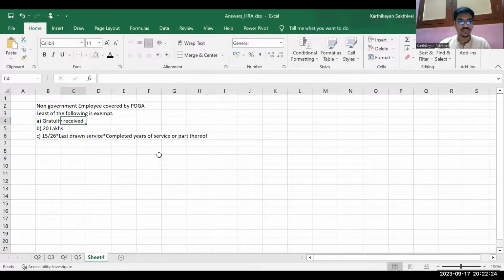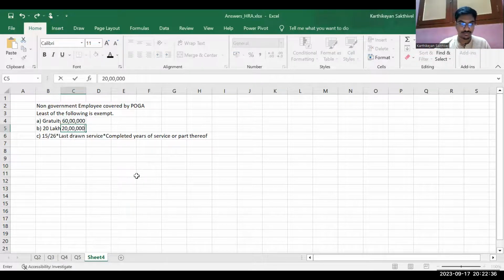So what is the total amount of gratuity which is received? 60 lakhs, right? 20 lakhs, the amount is going to be the same. Now we just have to do this: 15 by 26 into, what is the last drawn salary? 1,25,000 into completed years of service or part thereof. So basically it is 29 years and 9 months, so you should get 30, correct?